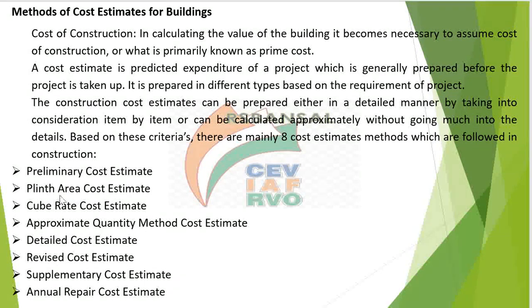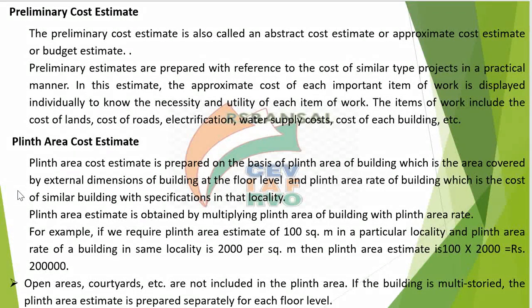Preliminary cost estimate, plinth area cost estimate, cube rate cost estimate, approximate quantity method cost estimate, detailed cost estimate, revised cost estimate, supplementary cost estimate, annual repair cost estimate. So basically, this is primarily preliminary cost estimate. What is this preliminary cost estimate? Whenever any project is to be started, then only a preliminary cost estimate is made at the start, so as to estimate what is the budget required for this project.